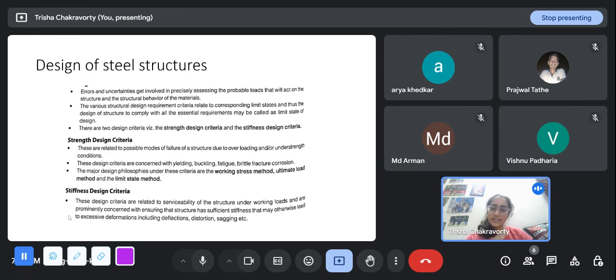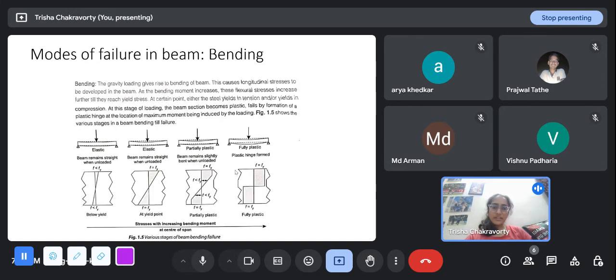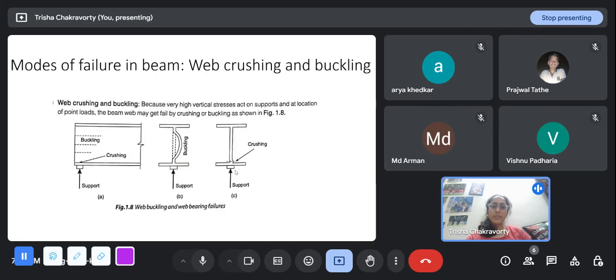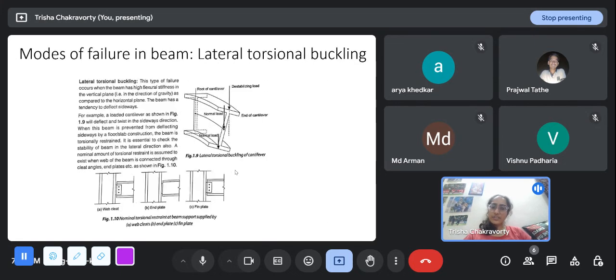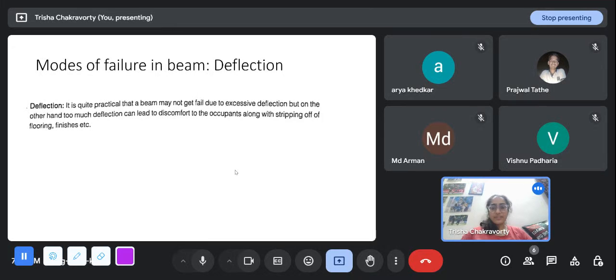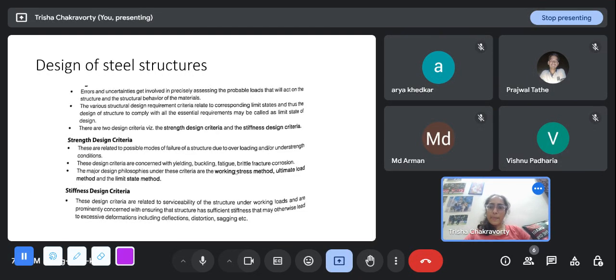The strength design criteria are related to possible modes of failure of a structure due to overloading and or under strength conditions. These design criteria are concerned with yielding, buckling, fatigue, brittle fracture, corrosion, the things that we learned earlier. All the criteria that we saw, except the deflection one: bending, local buckling, shear buckling, web crushing and buckling, lateral torsional buckling, all of these are strength related criteria. Only the deflection is a stiffness related criterion.